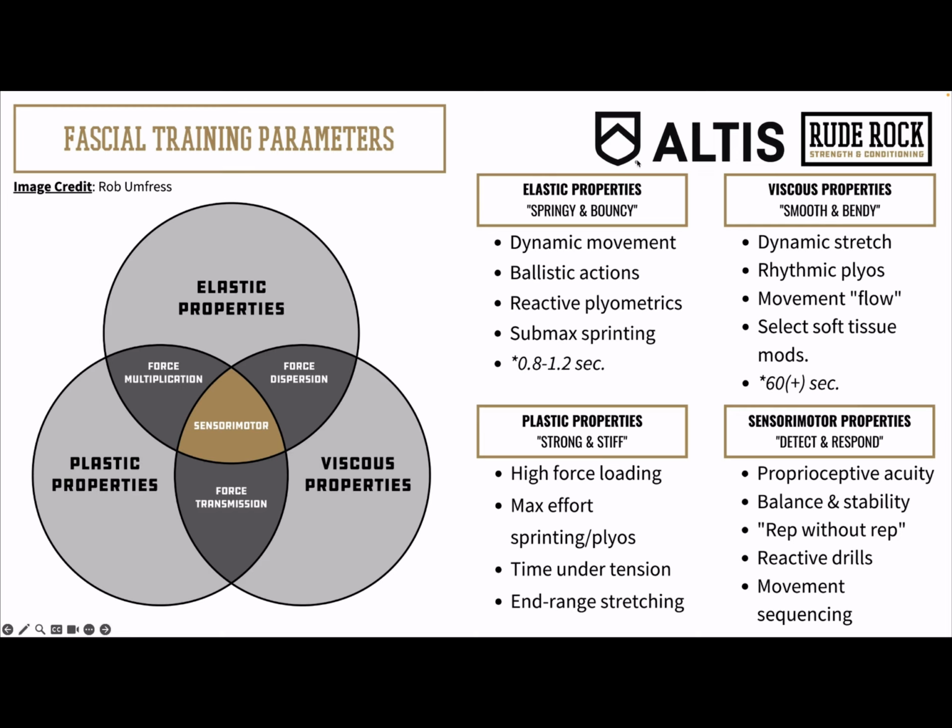So in other words, on the training part, we want to focus on fascial tissue that is elastic. It has good spring and bounce. And for this, we're thinking about very fast, short ground contact types of movements, about or under a second.